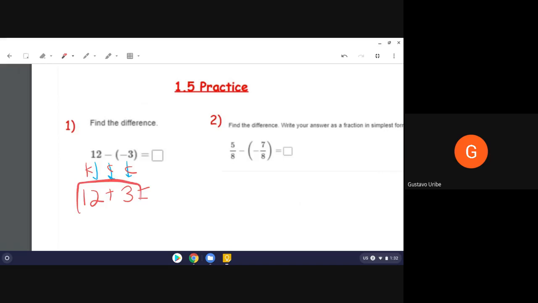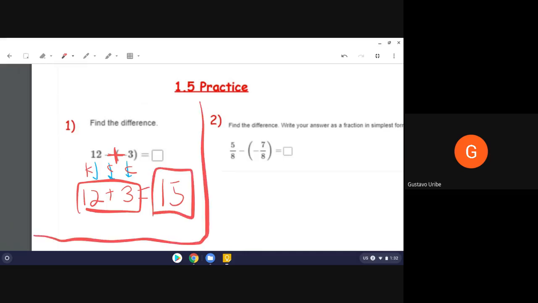Well, look what I have now. What I had, the same thing I had when I combined these. So this was just a shortcut when I can combine them and make it a plus. 12 plus 3, 15. Awesome. All right, now let's do the same thing for 2.